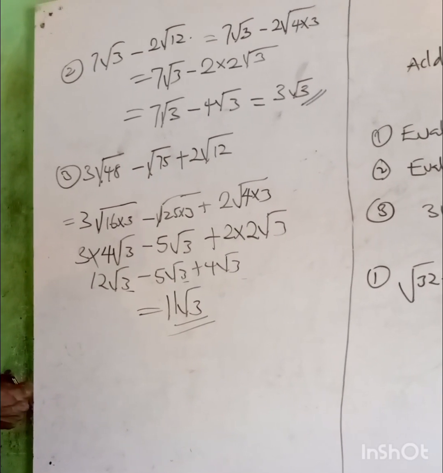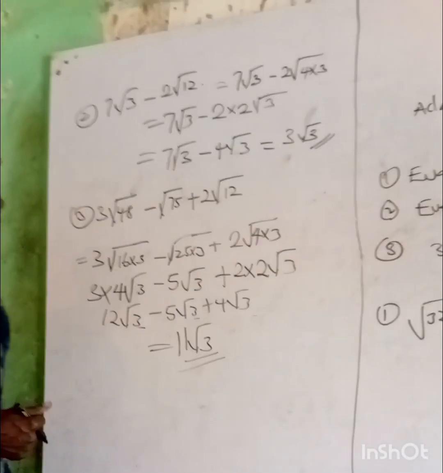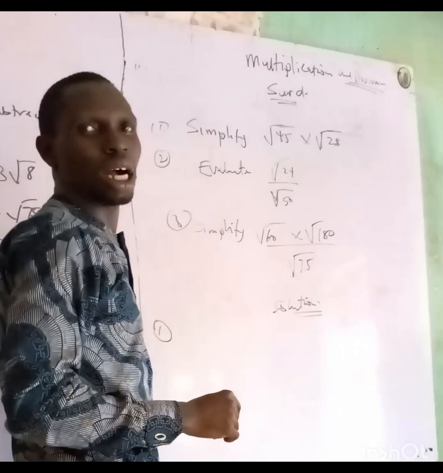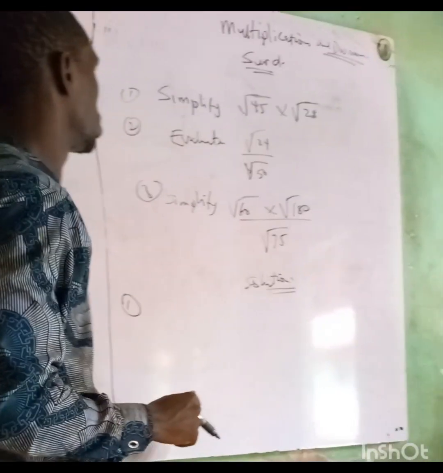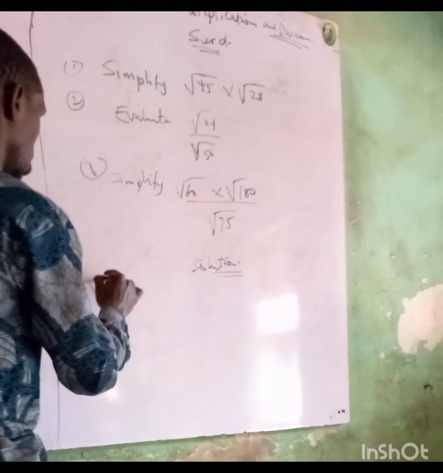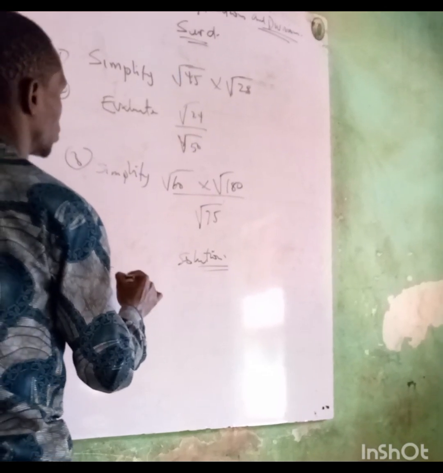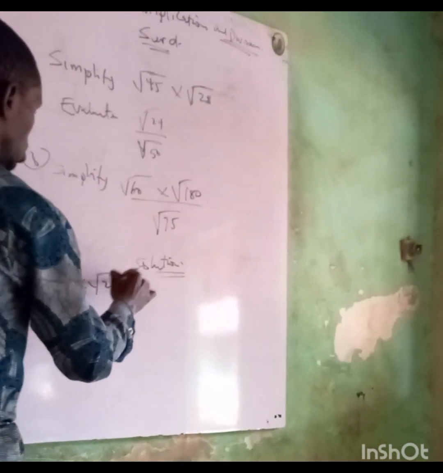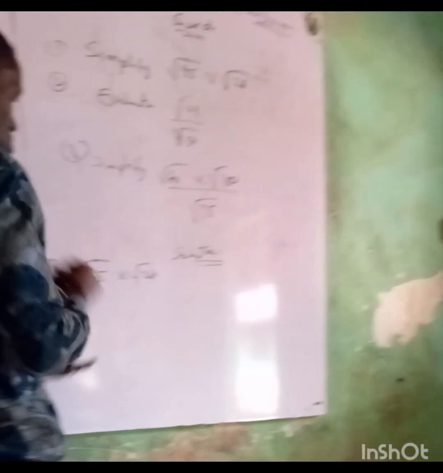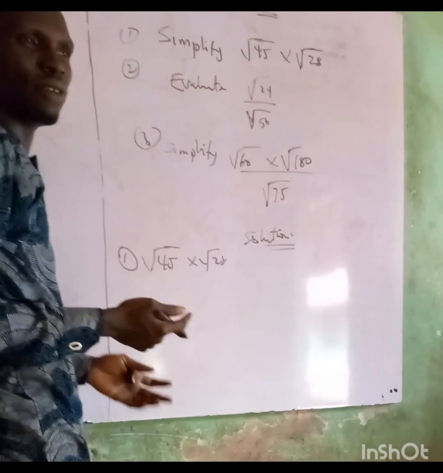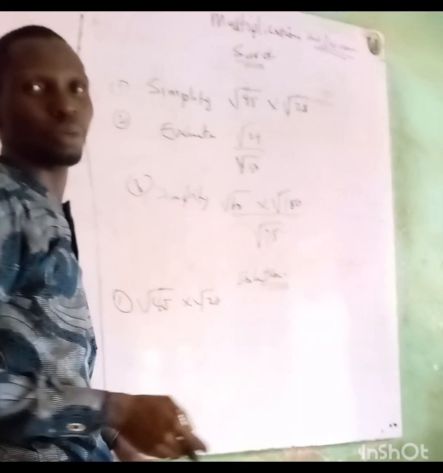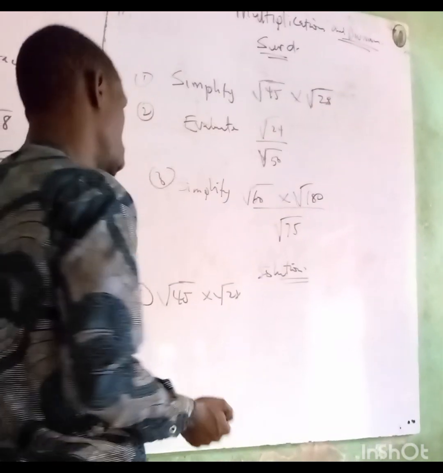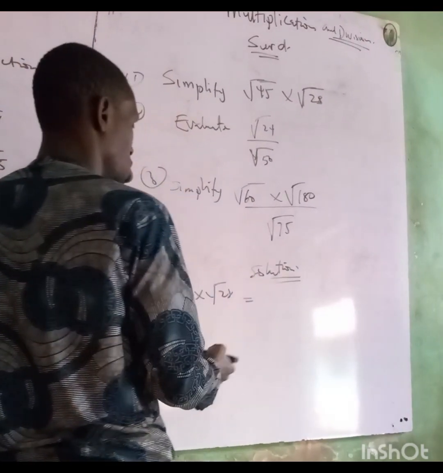Now, the last one we're going to be taking today is the multiplication of surds. Now, let's quickly go through the multiplication and division of surds. Number 1, root 45 times root 28. Let's simplify. You have two ways. You can either multiply first or simplify and multiply. Either of the two. So let's simplify to make it easy.